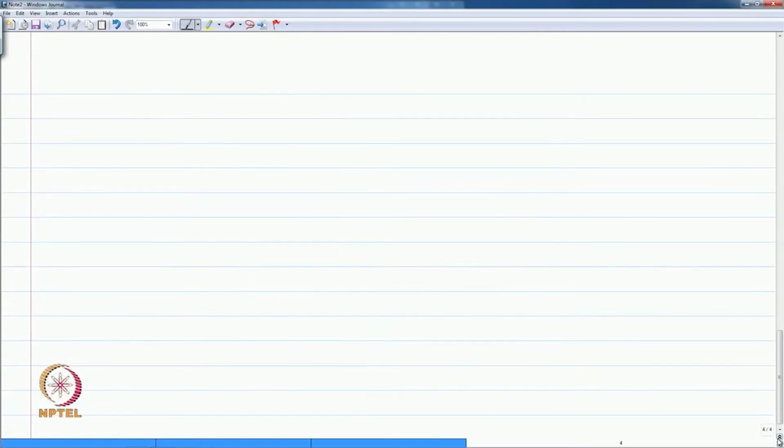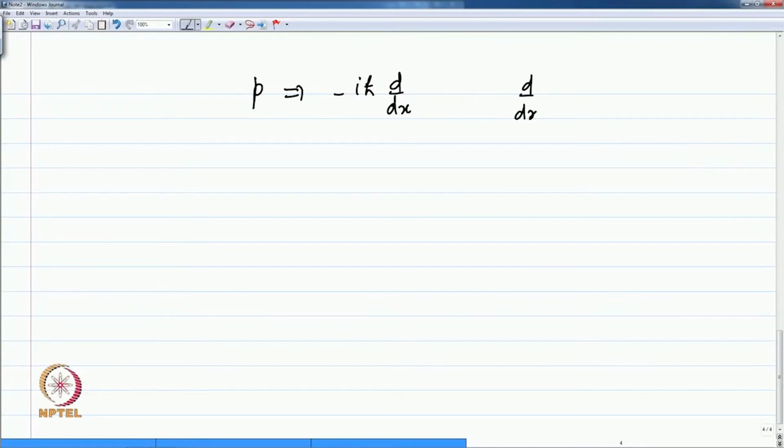What about the momentum? Please remember, the momentum operator is minus i h bar d by dx. It should be obvious that the derivative operator has an odd character, because it changes an even function: d by dx of an even function will immediately become an odd function, or d by dx of an odd function will become an even function.